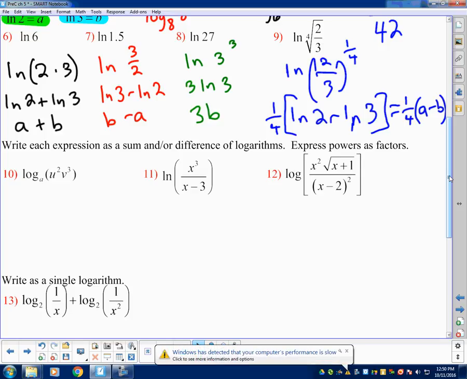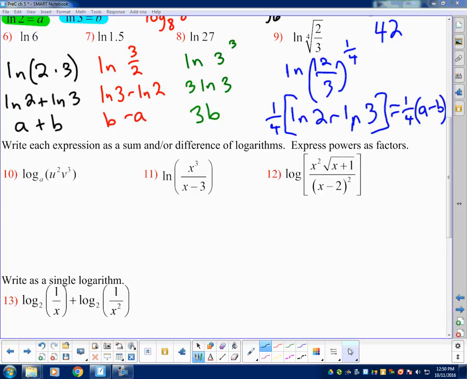rules about logarithms. So number 10, it says write each expression as a sum and or difference of logarithms. Express powers as factors. So in other words, we don't want any powers left on any of the variables in there, okay? So on this first one here, this is log base A of u squared v cubed.